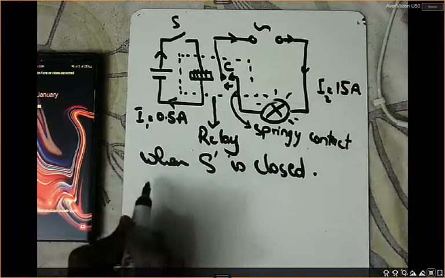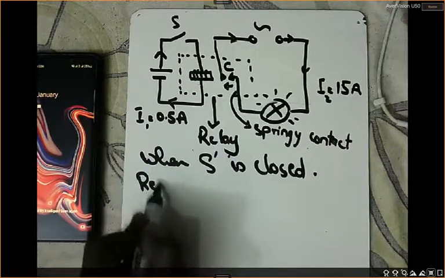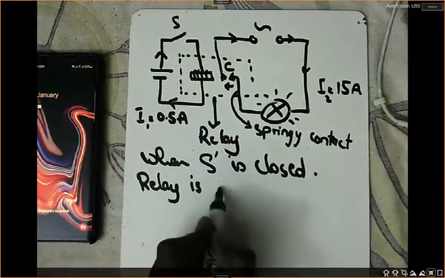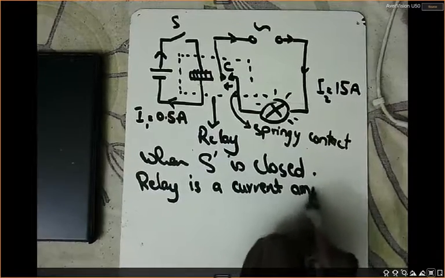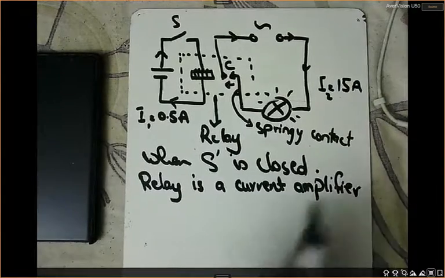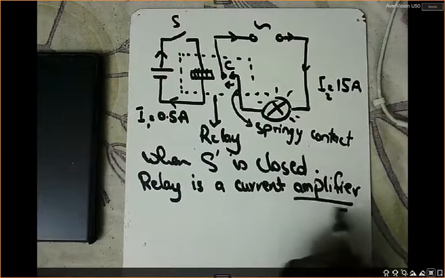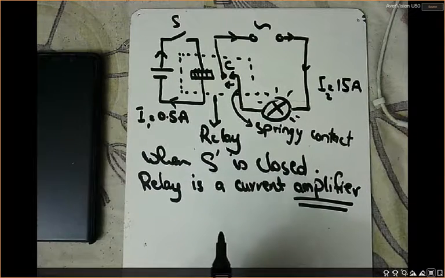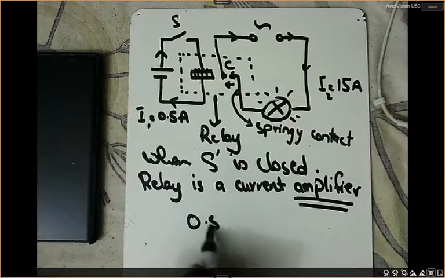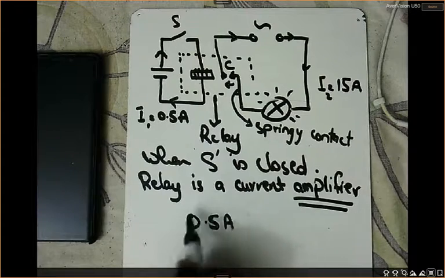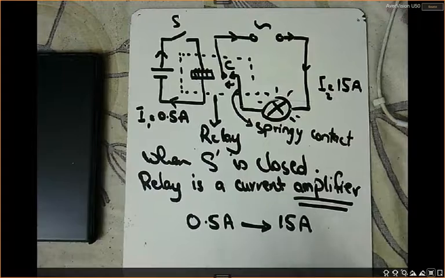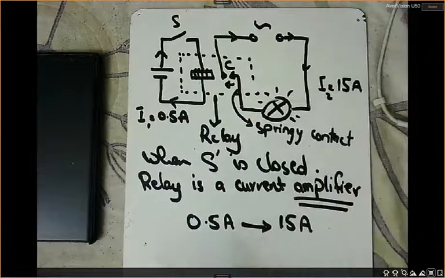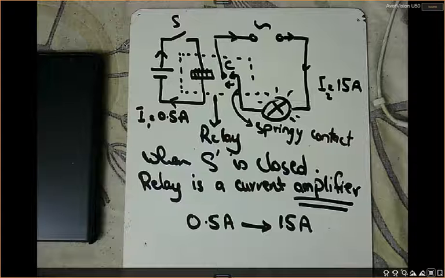So the first thing about relays is that a relay is a current amplifier. What does amplifier mean? It increases the current. It just uses 0.5 amperes to connect the circuit with 15 amperes. So it amplifies the current. Okay, that's the first thing about a relay.